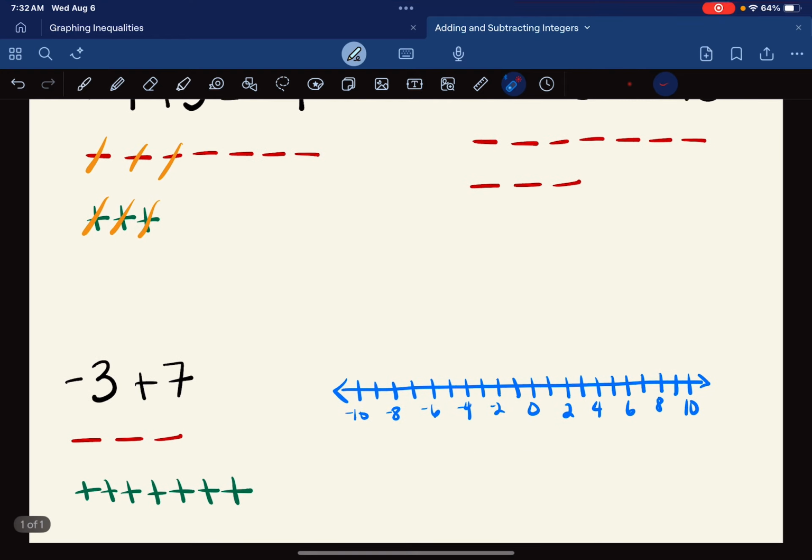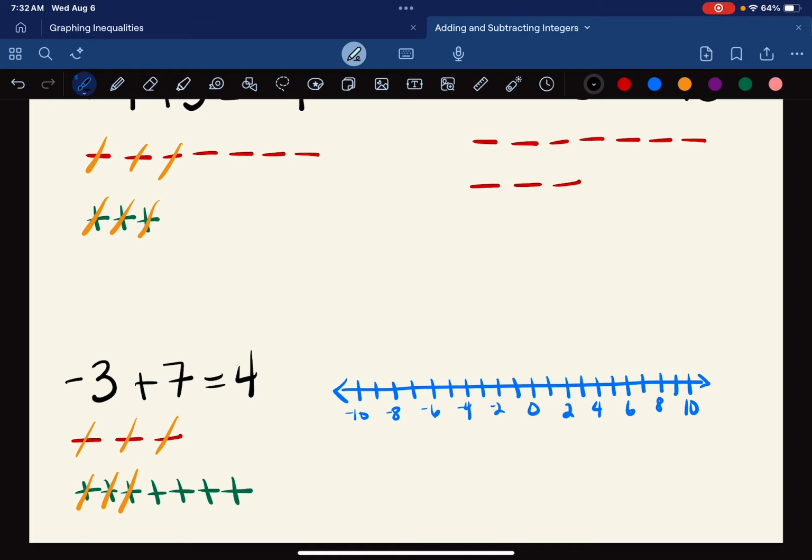All right, in this last example, it says negative 3 plus 7. So I start with 3 negative symbols, and then I have 7 of these plus signs. So let's cancel these out. Minus plus, minus plus, minus plus. And what's left over? 1, 2, 3, 4 plus signs. That gives us a positive 4.